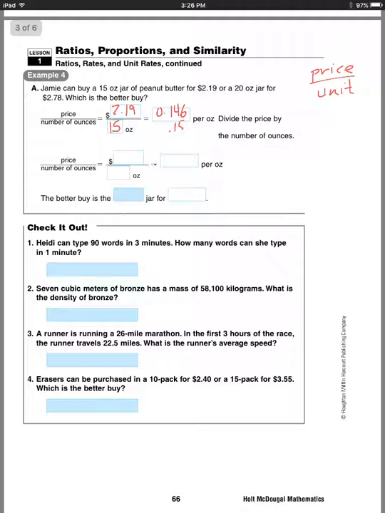Now, the next one, we're going to look at the 20-ounce jar. So the 20-ounce jar was $2.78 for 20 ounces, and we're going to divide by 20. When we divide $2.78 by 20, we get 0.139, which rounds to 14 cents. So the better buy is the 20 ounces for $2.78 because you're getting more in the jar for the money you're spending.